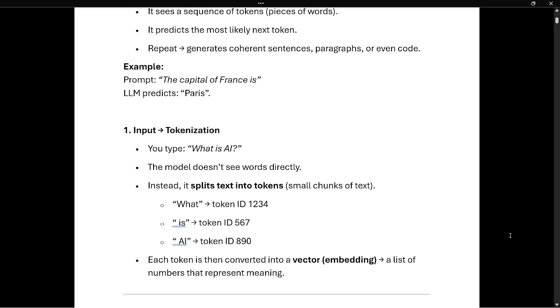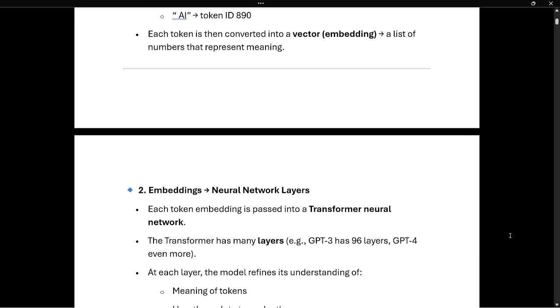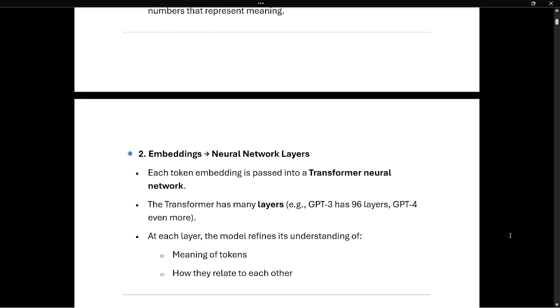Each token is then converted into a vector called an embedding, a list of numbers that represents a meaning. Suppose "what" is converted to 1, 2, 3, 4, "is" is converted to 5, 6, 7, and "AI" is converted to 8, 9, 0. So whatever prompt we give to the AI, it converts it to vectors, to the embedding form.